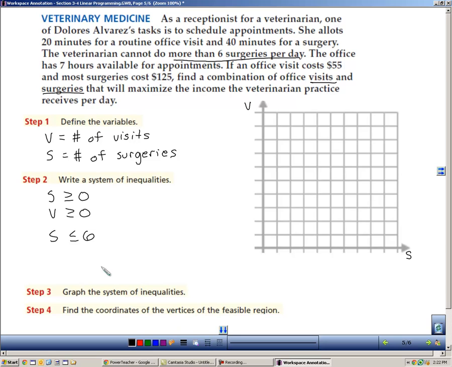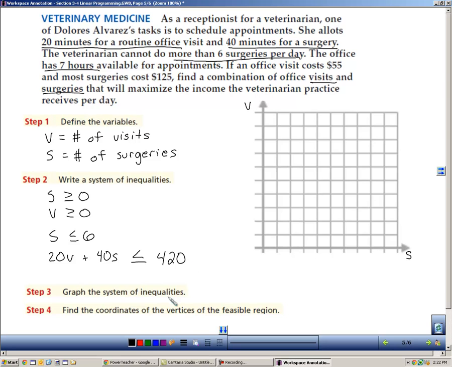And then my last inequality that I can build comes from this information. 20 minutes for an office visit, which means 20 times a visit, and 40 minutes for a surgery, so 40 times the number of surgeries. If I add that, I have to come under 7 hours because there's only 7 hours available. Now the trick is I'm not going to put this less than 7 because these numbers are in minutes and the 7 is in hours. So I'm going to multiply 7 times 60 and get 420 minutes. So these 4 inequalities represent the outside constraints for my feasible region.